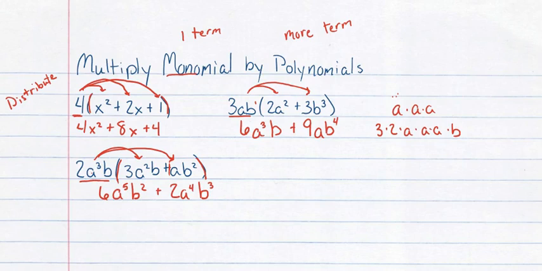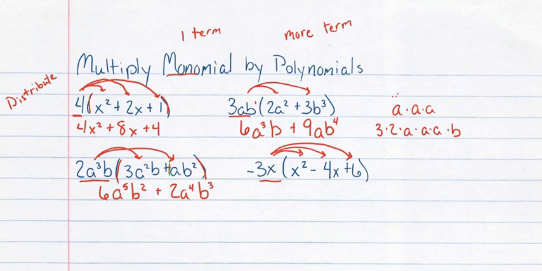Let's see what else we got here. Let's try this one. I like this one. It has negative 3x as my monomial on the outside, and then inside I have x squared minus 4x plus 6. So I have a monomial on the outside, and I'm going to multiply it by a trinomial. So I'm going to multiply it by 3 different terms.